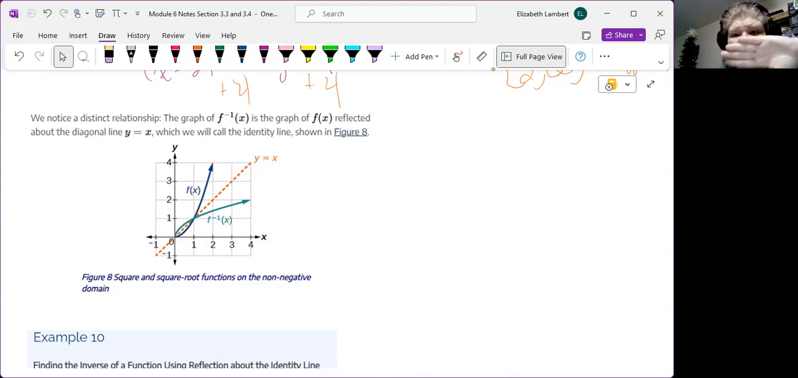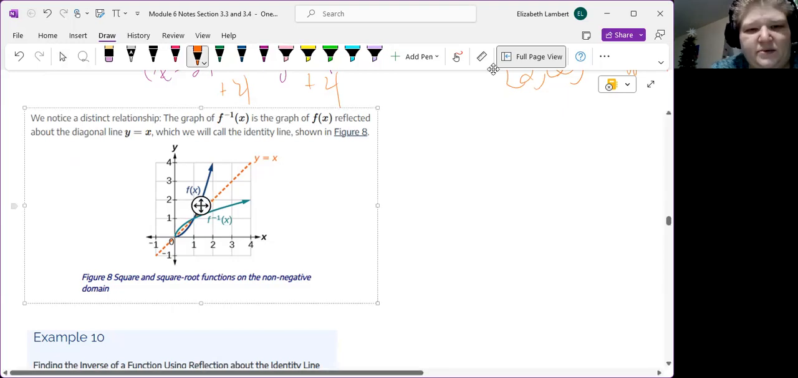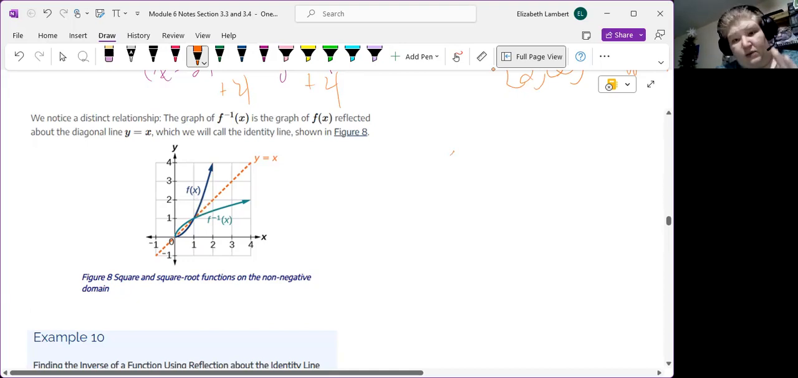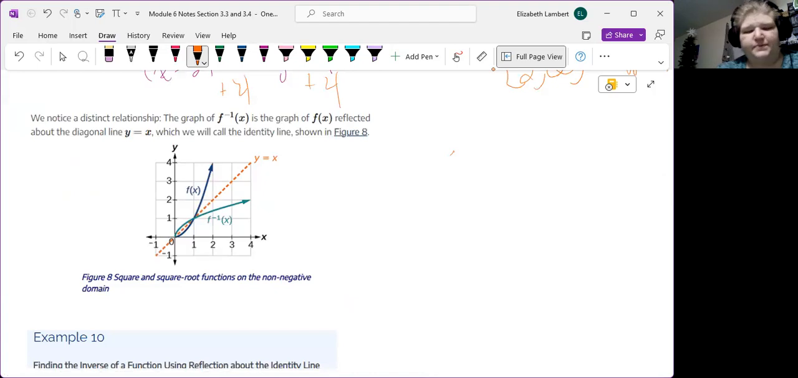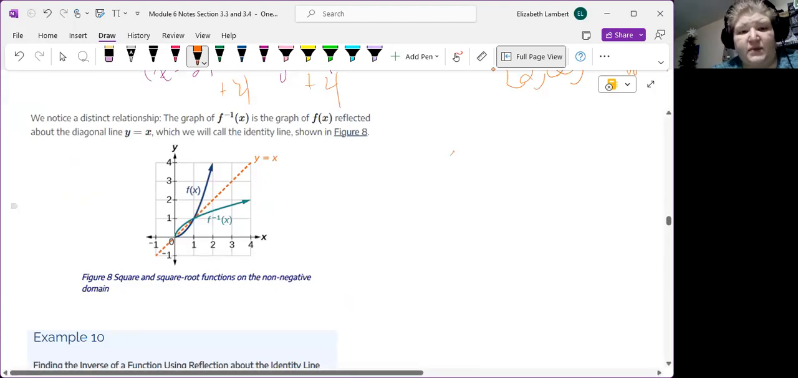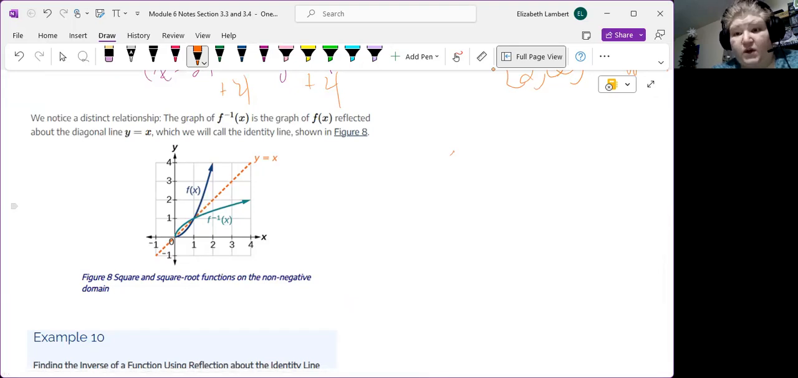So if I have a graph like this, when I flip it across the inverse line, it's really hard to do on the screen. But basically you draw the diagonal, treat that diagonal like a mirror, and then try to draw the mirror image of your original function. So here, f of x is the square, f inverse is the square root function.